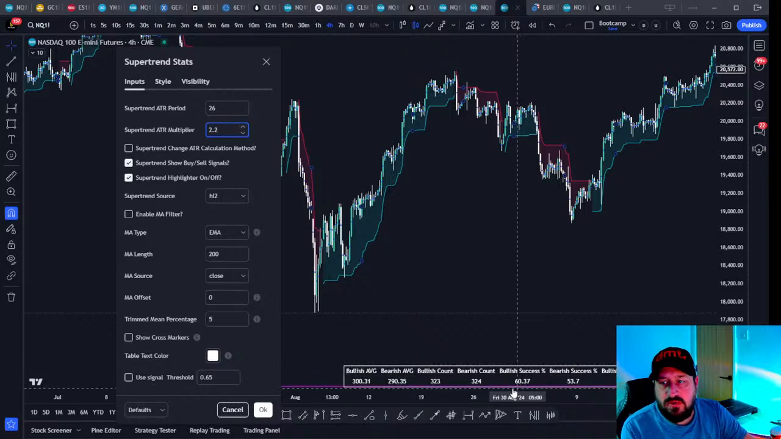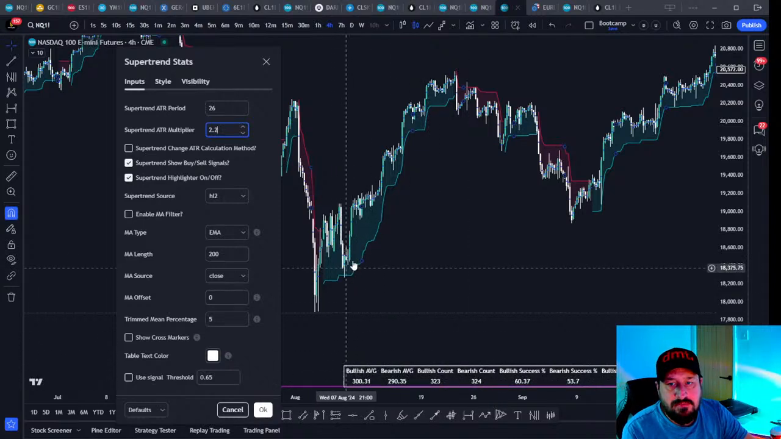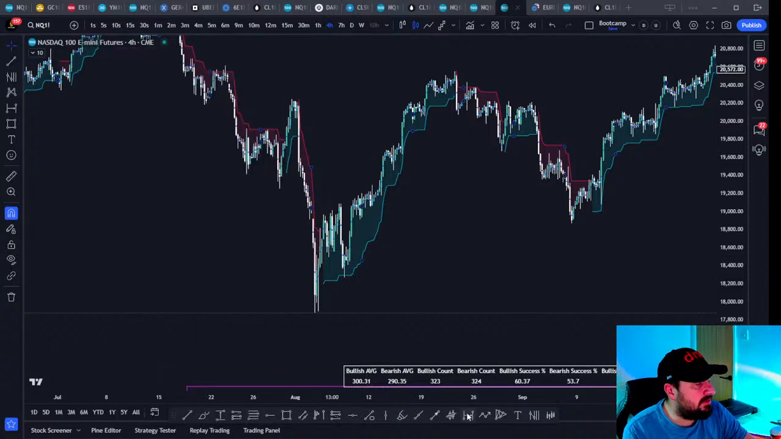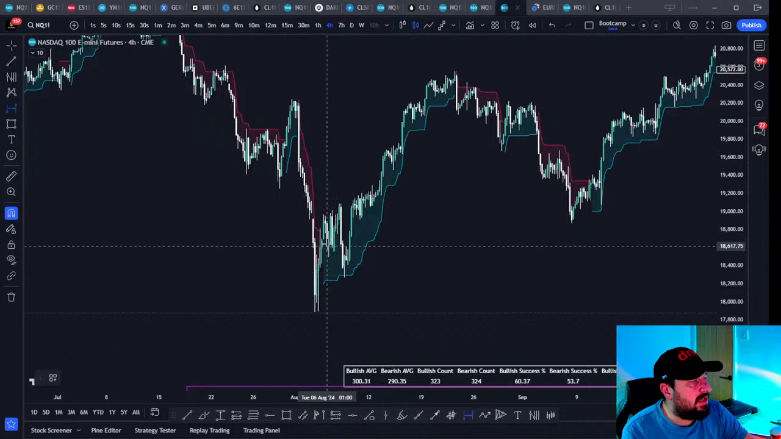300 at 60.37. So I quite like that 2.2. Just gives me a little bit more distance. I know that the average move for when we get across is 300 points, right? And I've got a 60% probability that when it does cross and we get a bullish cross, that price is going to go that much higher, right?